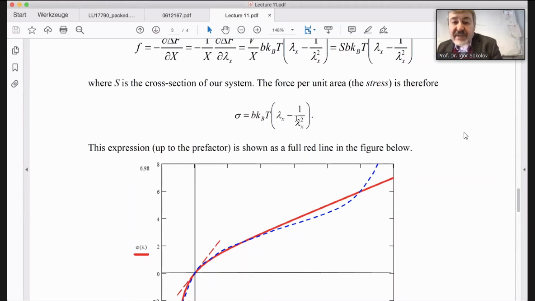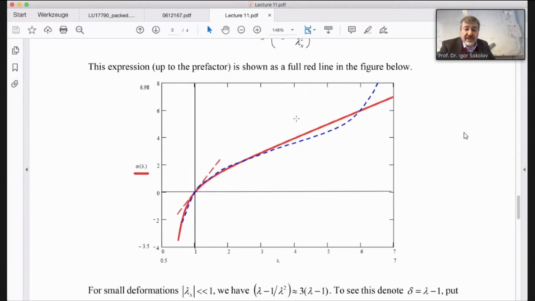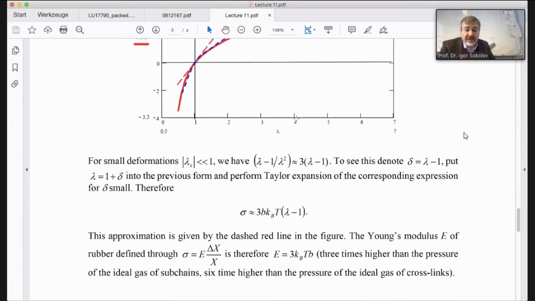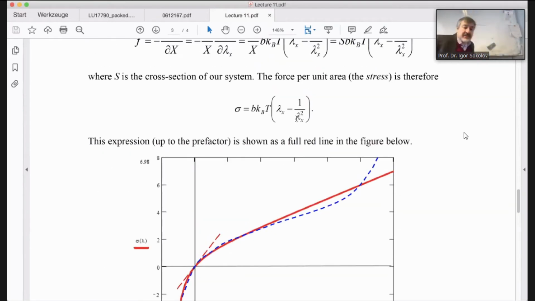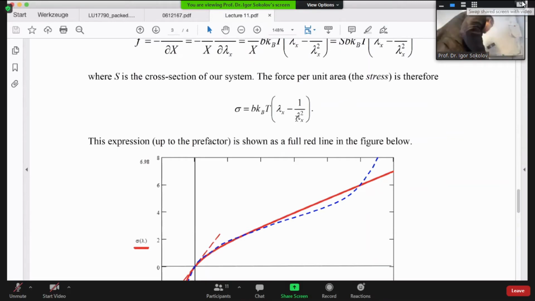Now, what happens at small elongations? You say that your lambda x is close to unity. And then did I put it here? No, not really. Let me show you it in a little bit different manner. So let me first copy the formula.